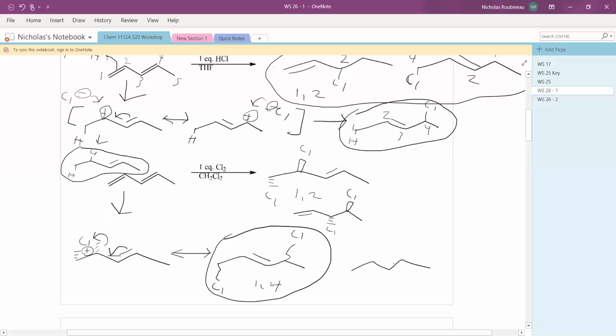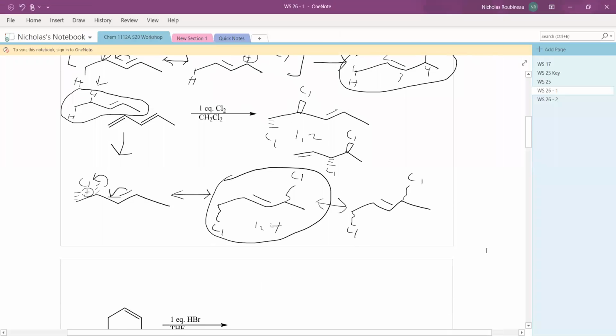And then the 1,4 from the other direction looks exactly the same because we're adding 2 of the same thing. So these 2 are the same thing, so you wouldn't have to draw both, but you could show the mechanism and see that it leads to this, which is the same thing. So I guess I'll write that.